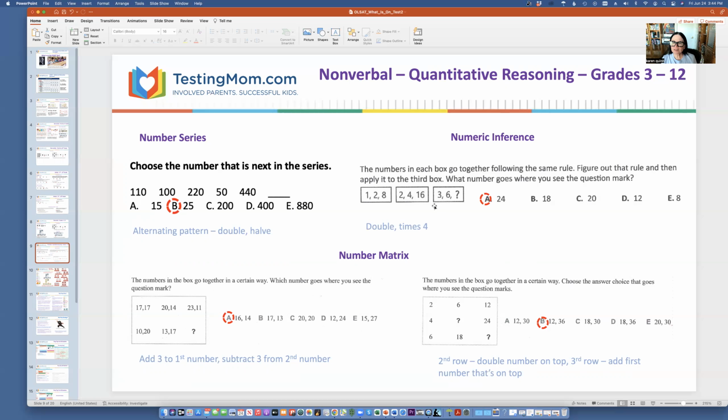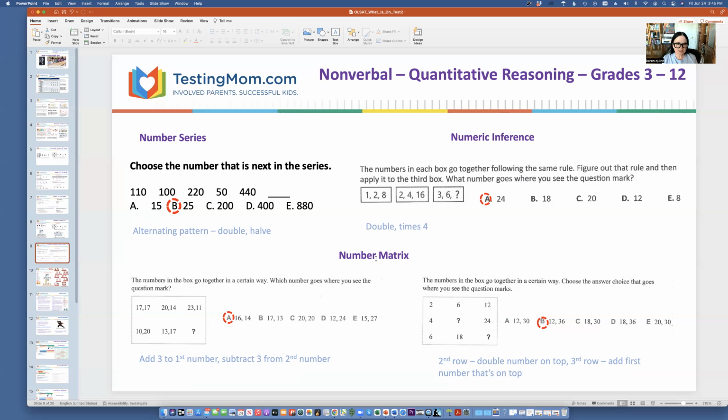And then for numeric inference, here's what we do. It says the numbers in each box go together following the same rule. Figure out the rule and apply it to the third box. Okay, so here what's happening is we double our number to get to the second one, and then we multiply by 4 to get to the third one. And that governs each one of these. If we double 3, we get to 6, we multiply by 4, and we get to 24.